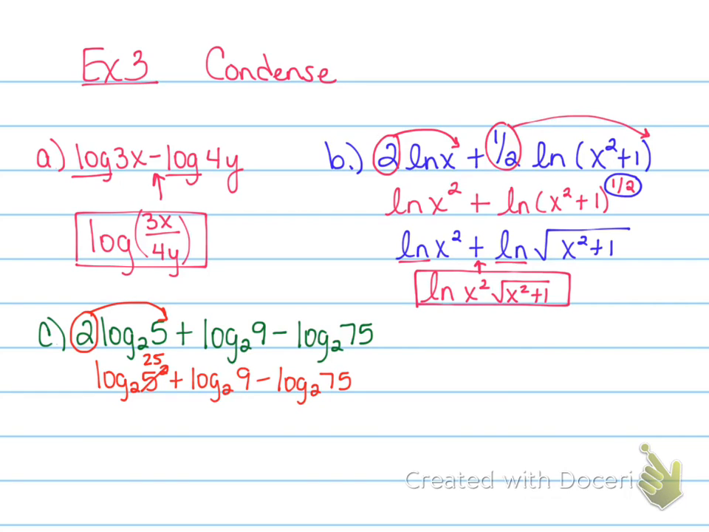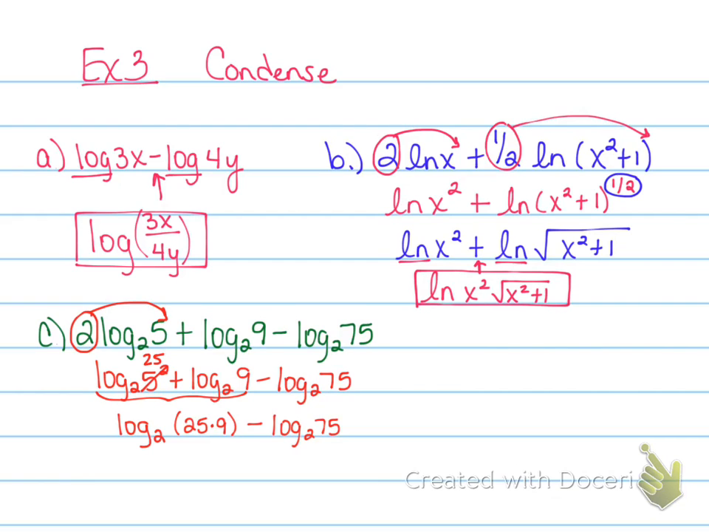Now, when we combine addition and subtraction, remember, they're on the same level. So just work it from left to right. So I'm going to combine those two first. So remember, we're condensing, so we're going to write the word log down one time, base 2, and when they're being added, we can combine them through multiplication. So this is going to be 25 times 9 minus the log base 2 of 75.